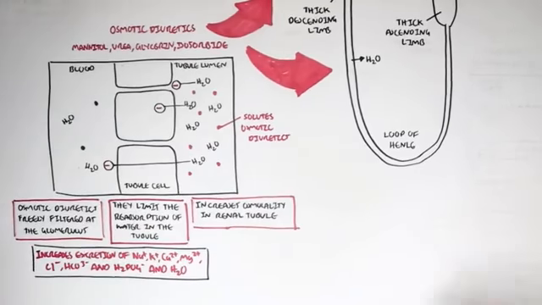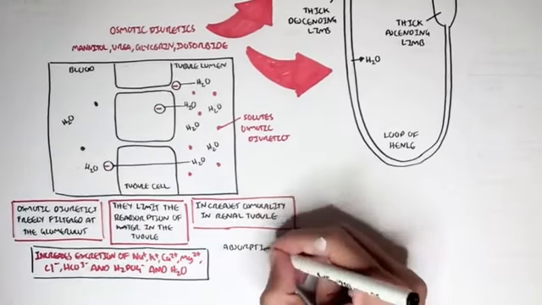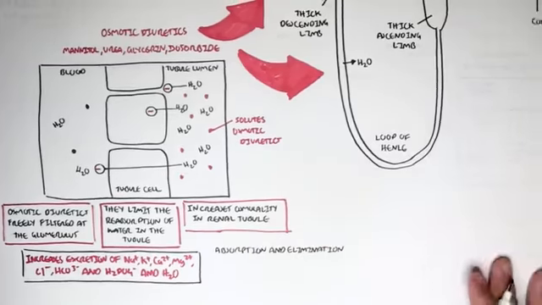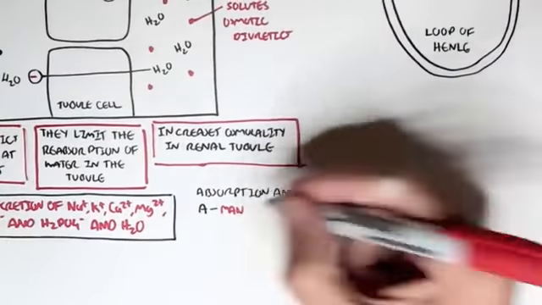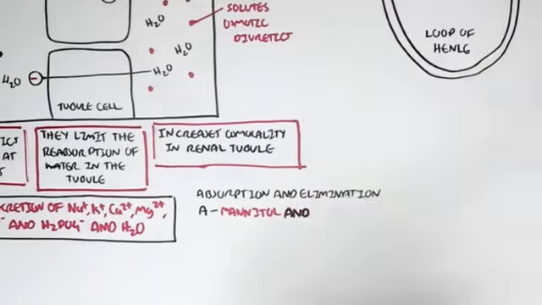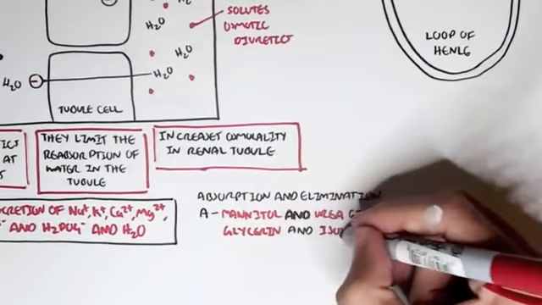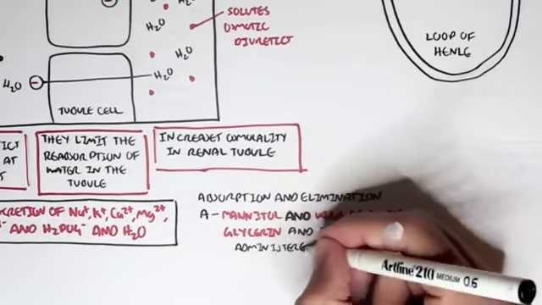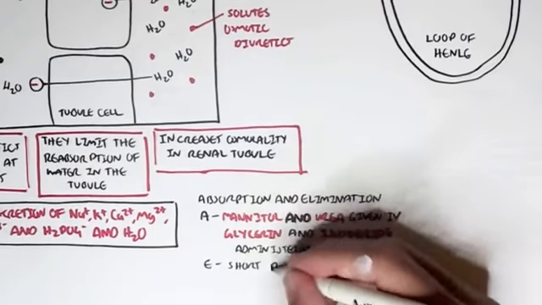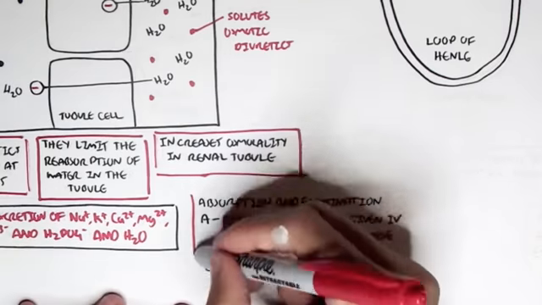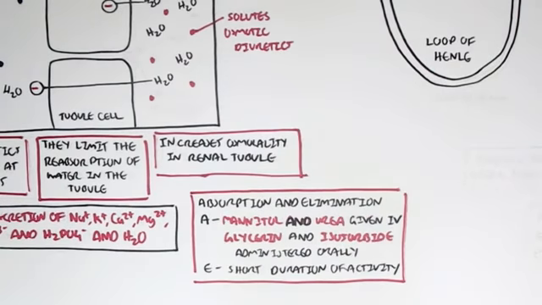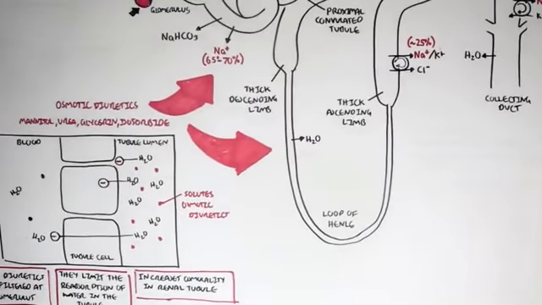So for the absorption and elimination of these osmotic diuretics, mannitol and urea are given intravenously, while glycerin and isosorbide are administered orally. And so you'd expect that if they're given IV, that's a quick response. Elimination: they have a short duration of activity and are quickly metabolized, and they're excreted through the urine.